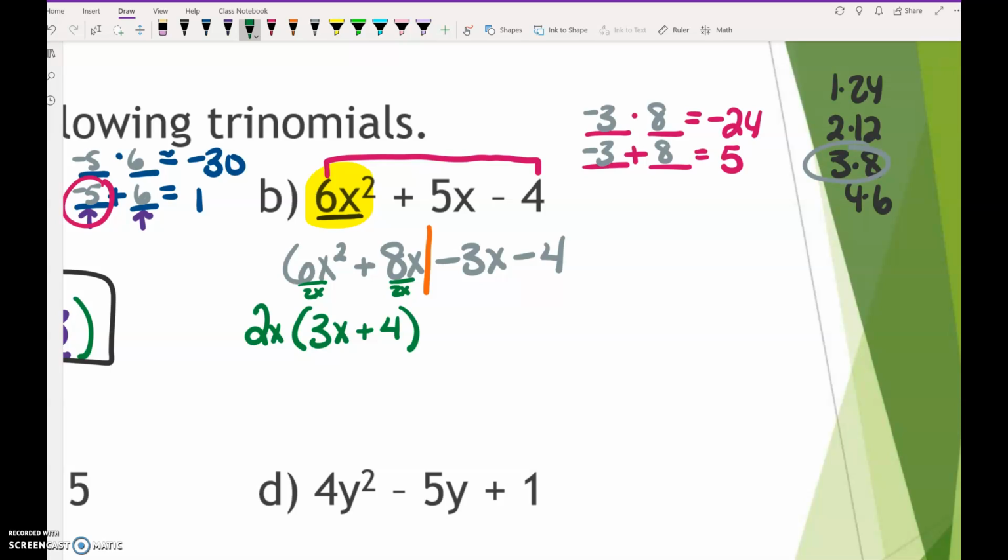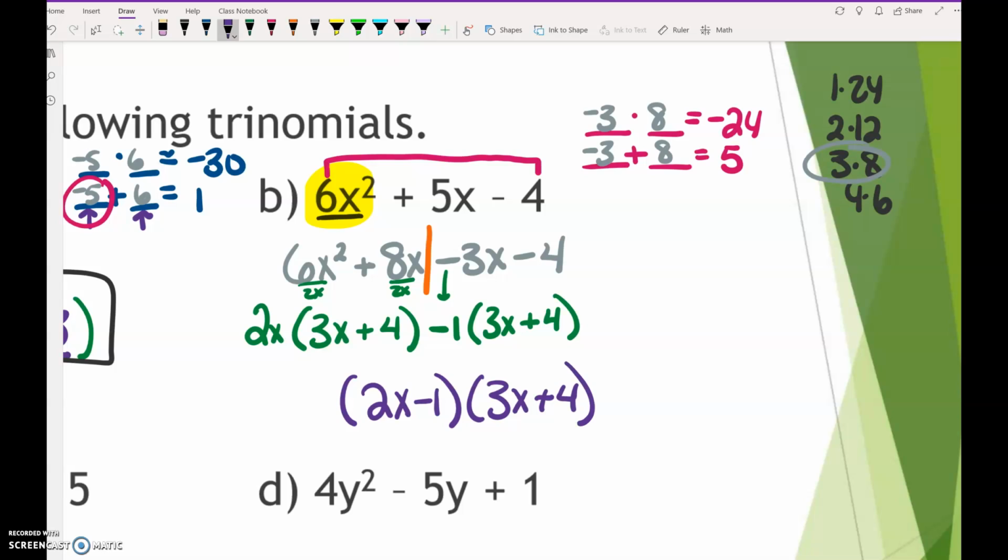-3x and -4. First of all, whatever symbol is in front of this third term, you definitely want to use that symbol. Do they have anything in common? If they have nothing in common, that means they have a 1 in common, so -1. -3x divided by -1 is +3x. -4 divided by -1 is +4. So our factored form is 2x minus 1 times 3x plus 4.